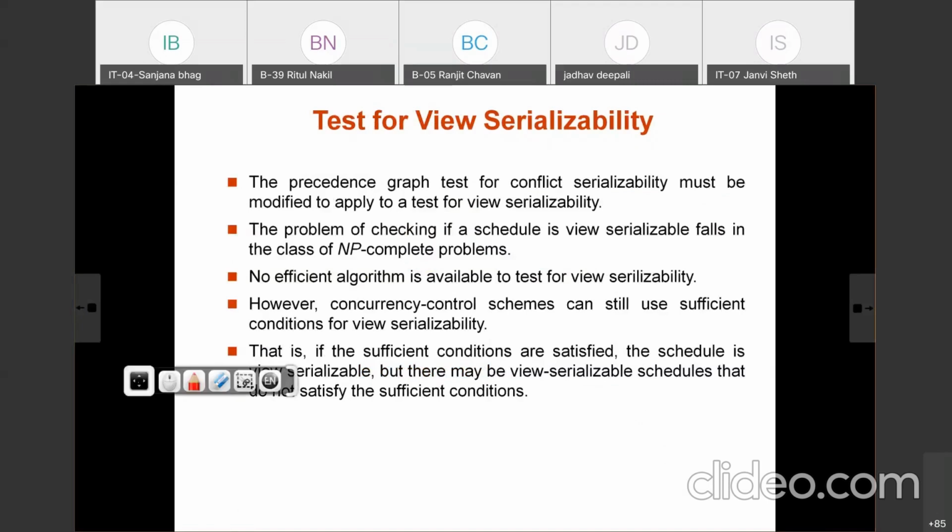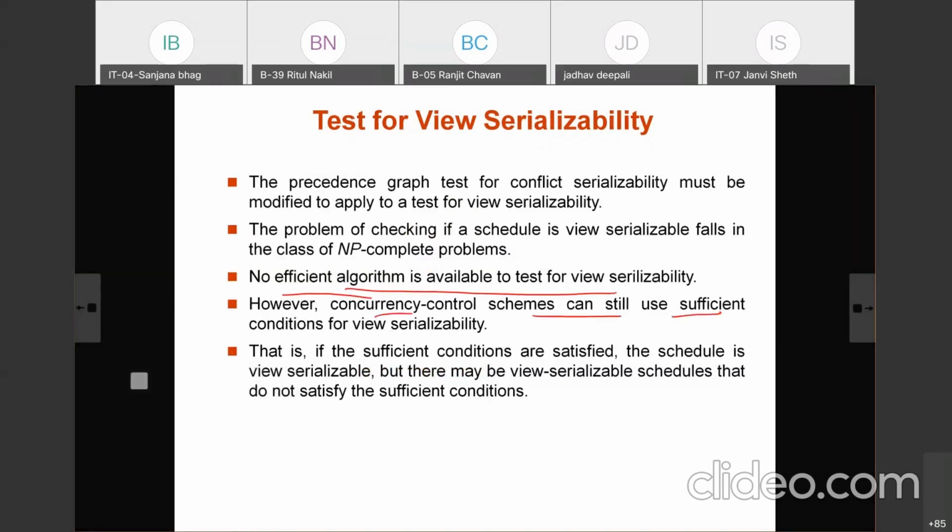Instead of that, a concurrency control scheme can still use sufficient conditions for view serializability. It uses some conditions. If these conditions are satisfied, then the schedule is view serializable, otherwise not. But it does not give such accuracy, because it checks only some sufficient conditions. If they are satisfied, then only it says it is view serializable, otherwise not. Such an algorithm is not yet available for view serializability.